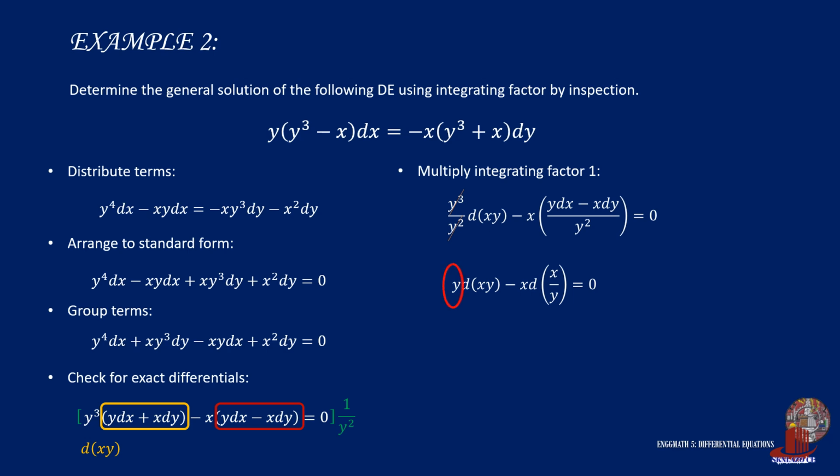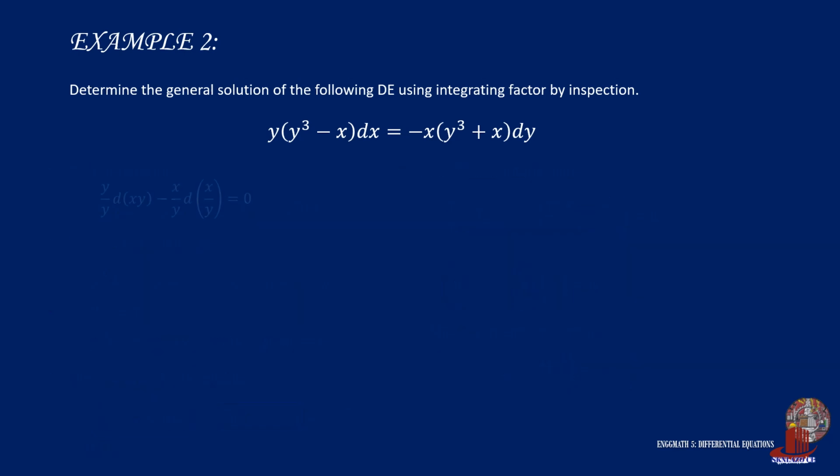However, excess y and x are still with the terms, so multiply the second integrating factor, which is 1 all over y. By doing so, we can eliminate y from the first term and we can complete the coefficients of the second term. And we are now ready to integrate.